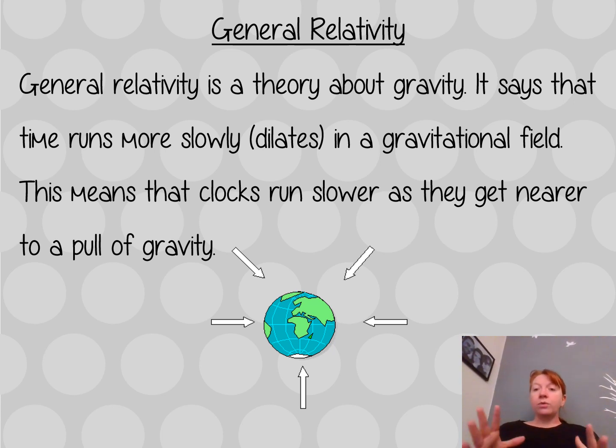Now, we know that the centre of the Earth is a really strong pull of gravity. It's how things fall downwards. So that's one of the biggest pulls of gravity, the centre of the Earth. And the nearer you get to the centre of the Earth, the slower time runs. The slower clocks run, the slower time passes.